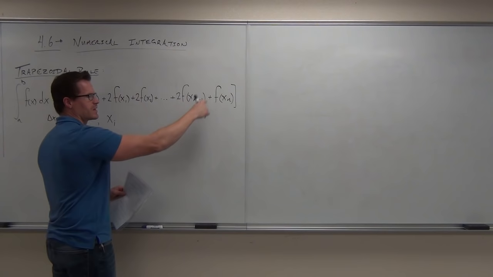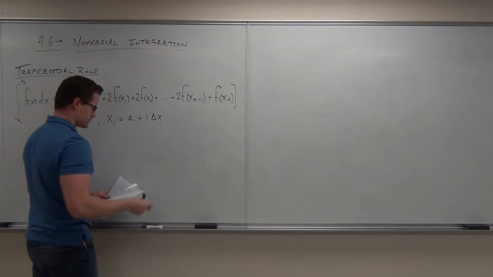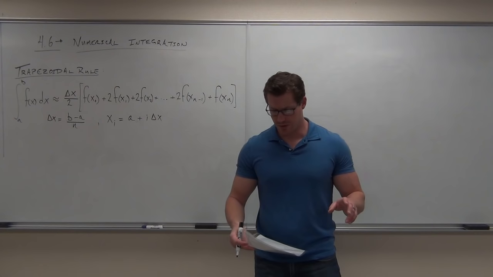You start with a. Again, a is just right here. And you add to it your index times delta x. That might look a little confusing. You've got to trust me on this. This is not that hard to do. And I'm going to prove that to you right now with an example. So write down the formula.